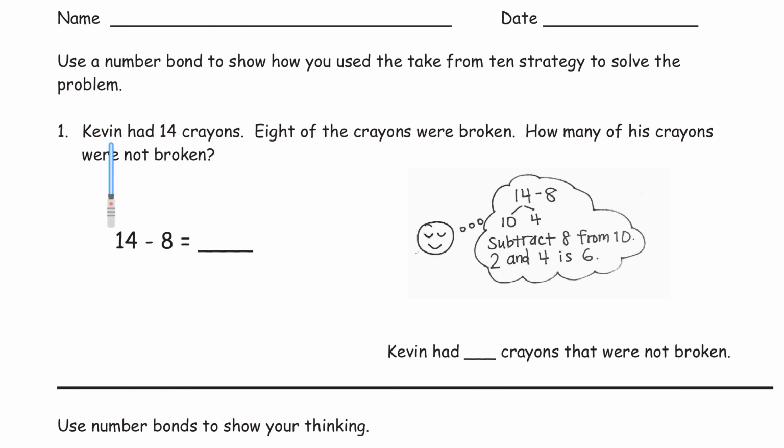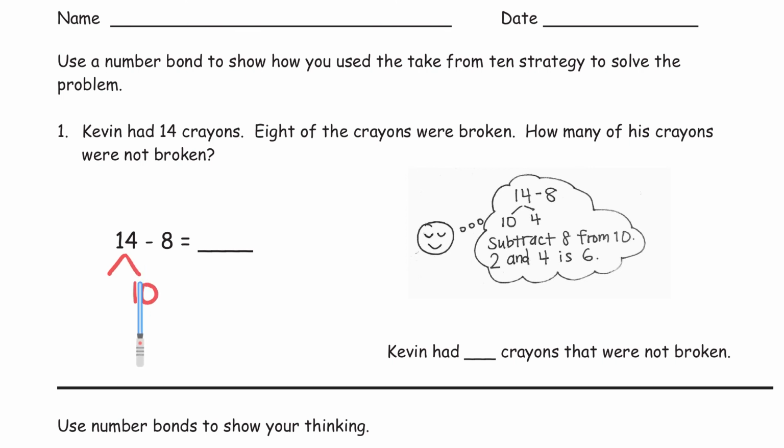So here's the problem. Kevin had 14 crayons. 8 of the crayons were broken. Oh, that's too bad. How many of his crayons were not broken? Okay, so if 8 were broken, that means we're going to take those 8 out. So here's what we got. Here's our 14. They already wrote it out. Minus 8. The 8 we're going to take out. So we're going to start out here with our mini number bond, which they kind of have set up for us over here. So let's mimic that. We're going to take our 10 out from our 14.